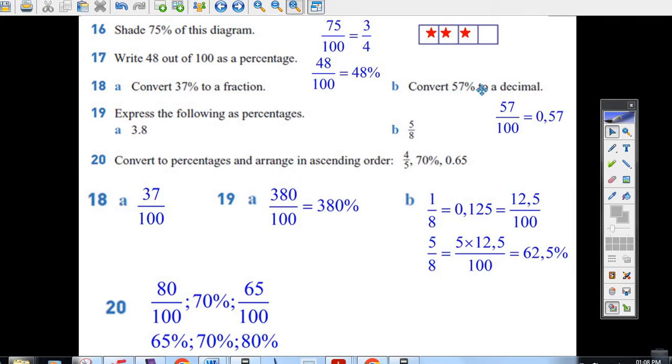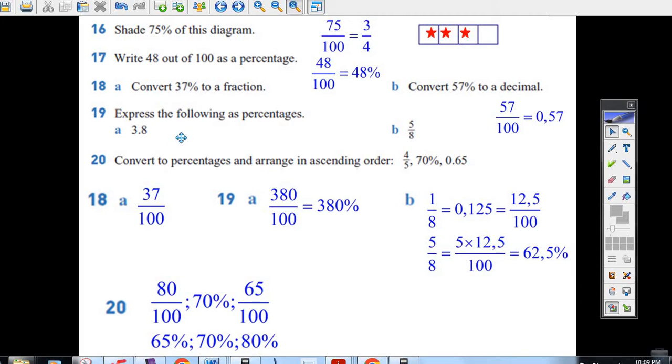Convert 57% to a decimal. Well, it's 57%, and that's 57 over 100, that's 57 hundredths. That's 0.57. There's the hundredths place.